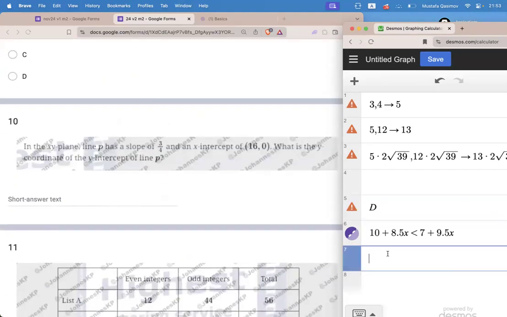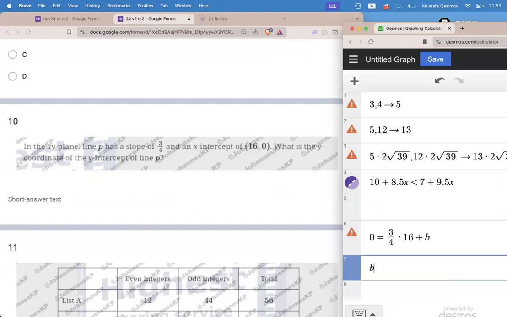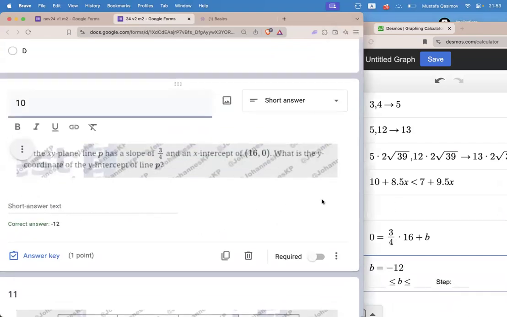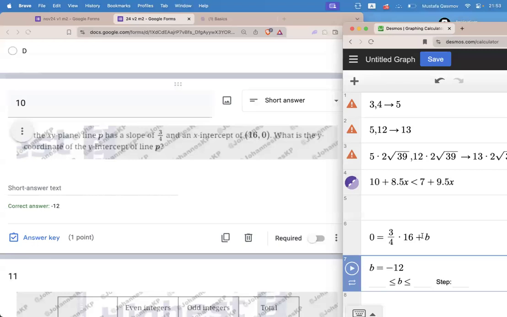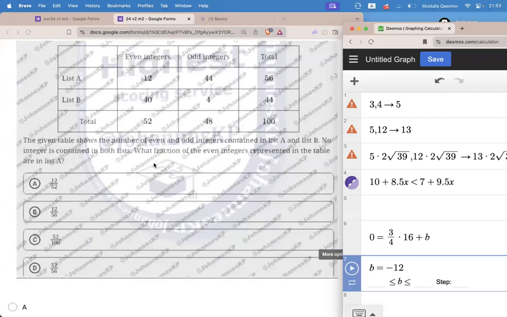The slope is equal to 3 over 4. Y is equal to 3 over 4 x plus b. Then use this point, right here 16, right here 0 and right here 16. Then b is equal to negative. Yeah, also you can do it like this. You can write it instead of b, you can find it from Desmos.